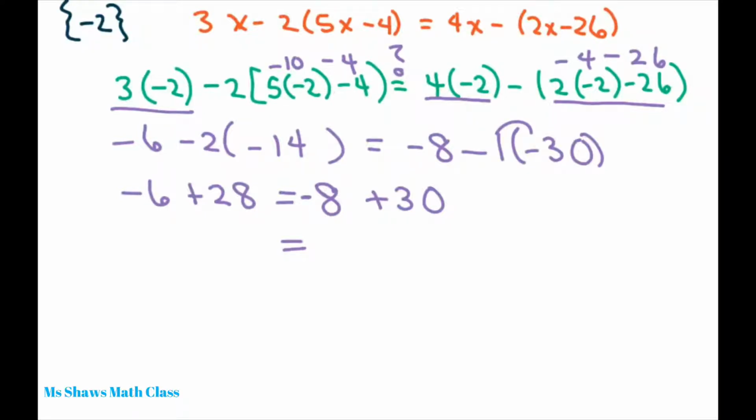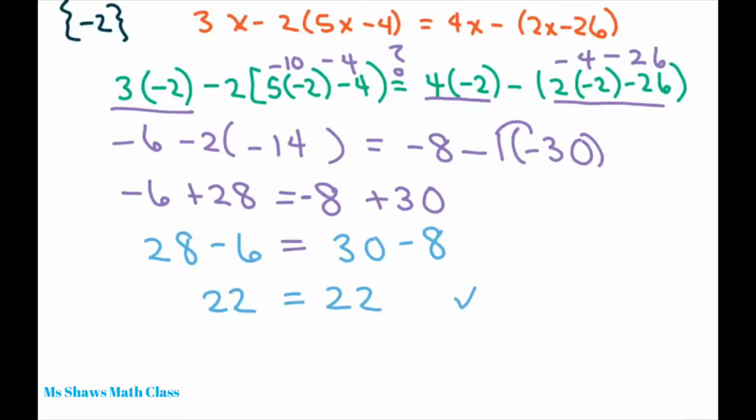You can use your commutative property, we can rewrite this as, make it easier, 30 minus 8. And we can write the left side as 28 minus 6. That makes it easier to read. That's the commutative property of addition. So 28 minus 6 is 22, and 30 minus 8 is 22. Since they both match, our solution set is -2.